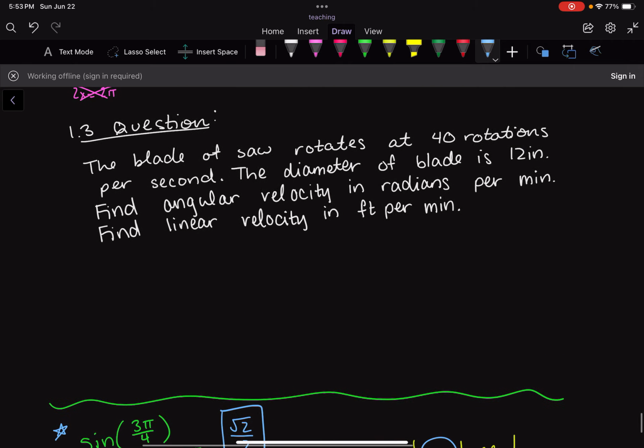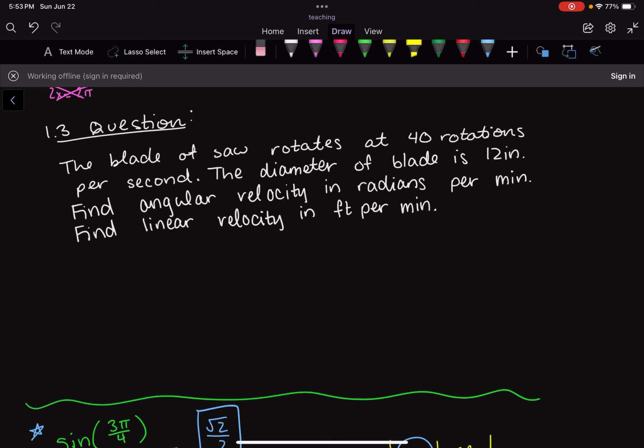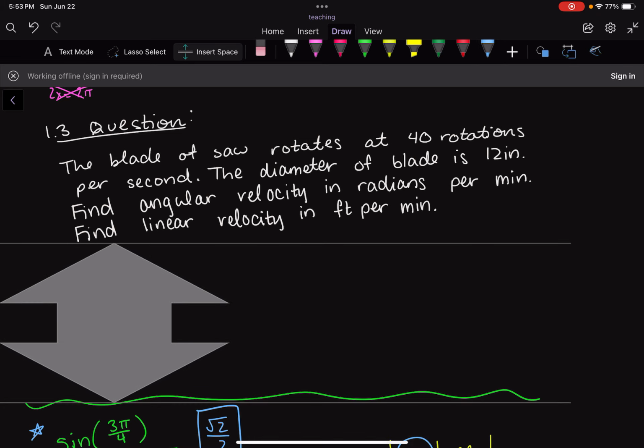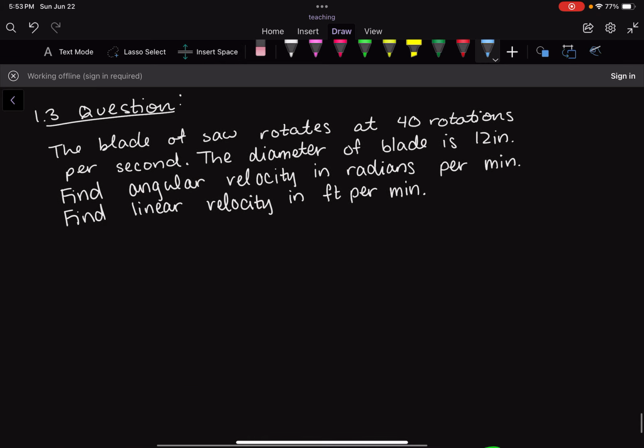So let me go ahead and do this 1.3 question that I got a question about. I just made this one up. I think they just wanted to see another example. So I already wrote it. It says the blade of a saw rotates at 40 rotations per second. The diameter of the blade is 12 inches, and we need to find the angular velocity in radians per minute, and we'll find the linear velocity in feet per minute.